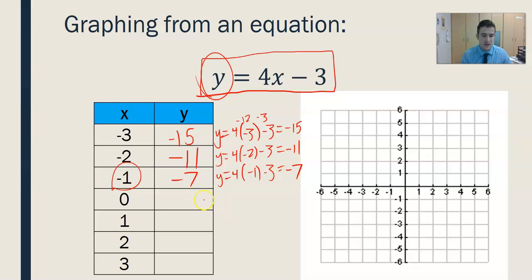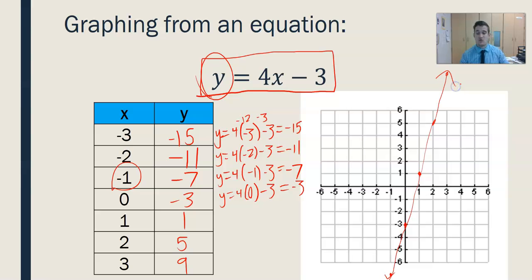Do you see a pattern emerging here? Y equals 4 times 0 minus 3. 4 times 0 is 0. Minus 3 is -3. And if I continue going, following this equation, crunching my numbers, I get 1, 5, and 9. So if I plot this on my graph, some of those numbers are too big, so I have -1, -7, 0, -3, 1, 1, 2, 5, and 3, 9, somewhere up here. So that right there is my straight line through all of these points.